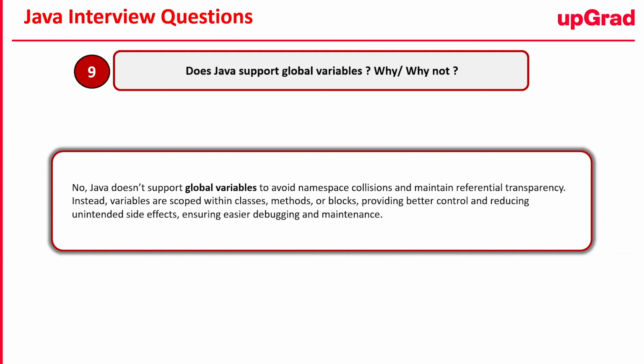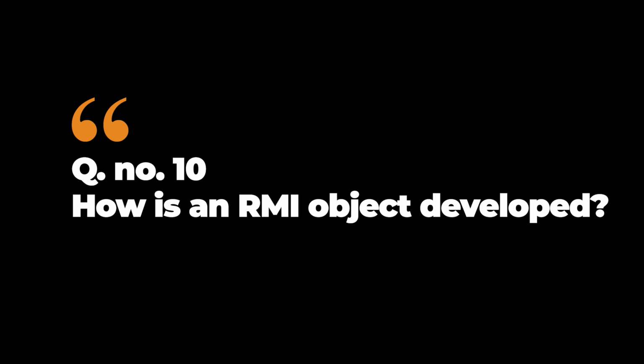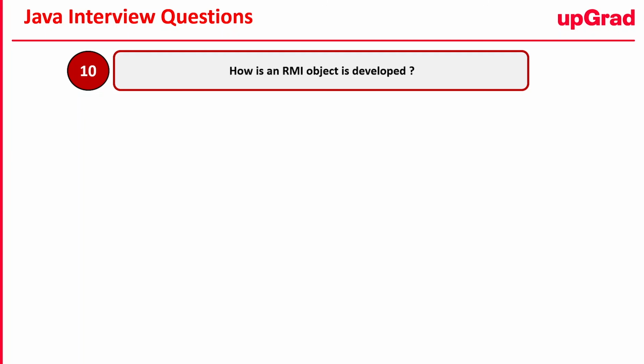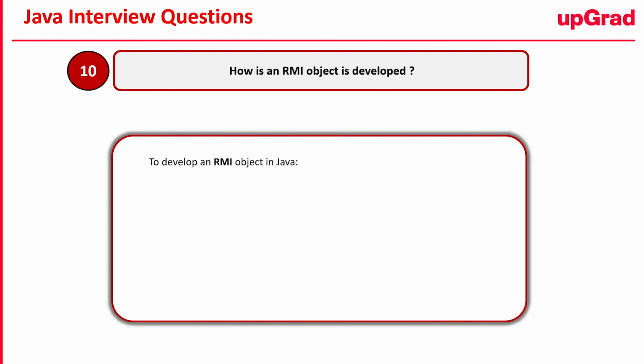Now coming to question number 10, which is, how is an RMI object developed? So when you're asked about the steps to develop an RMI, that is Remote Method Invocation, the interviewer wants to see if you understand how to create and deploy distributed applications in Java. So here's how you explain it. To develop an RMI object in Java, you need to follow a series of steps. So define the interface first. Create an interface that declares the methods available for remote invocation.